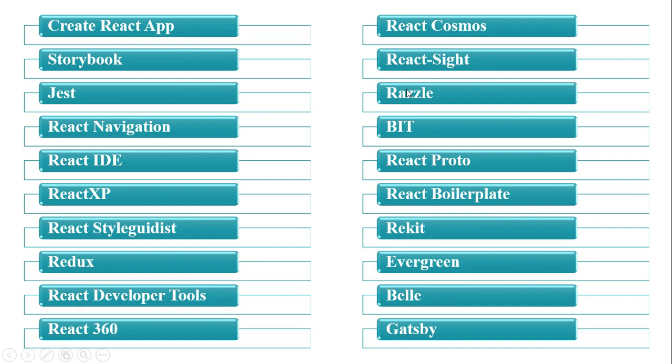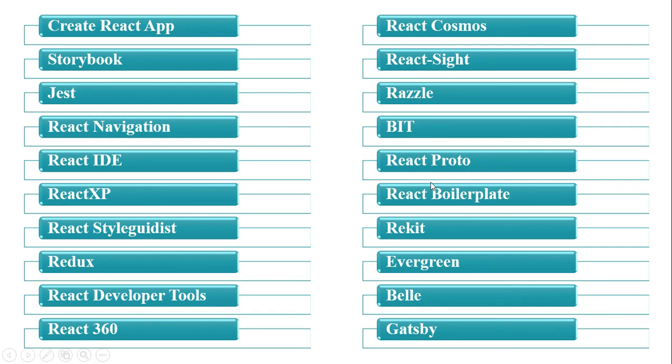Next is Razzle. You can say Razzle is an alternative server-side rendering framework for React. This is basically used for rendering server-side components. Next is Bit. I will say it's a scalable, collaborative way to build and reuse your React components. It provides the most powerful tool and experience to develop, build, test, and version control your independent and reusable components. So using Bit, you can do all that.